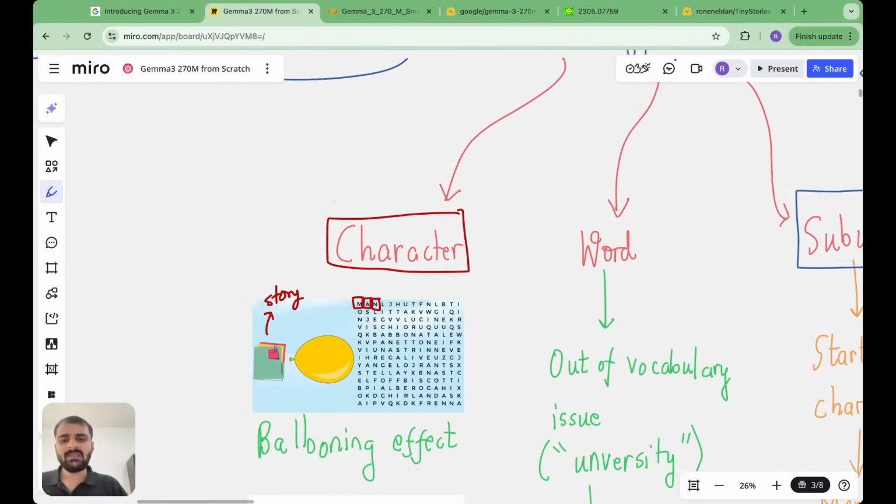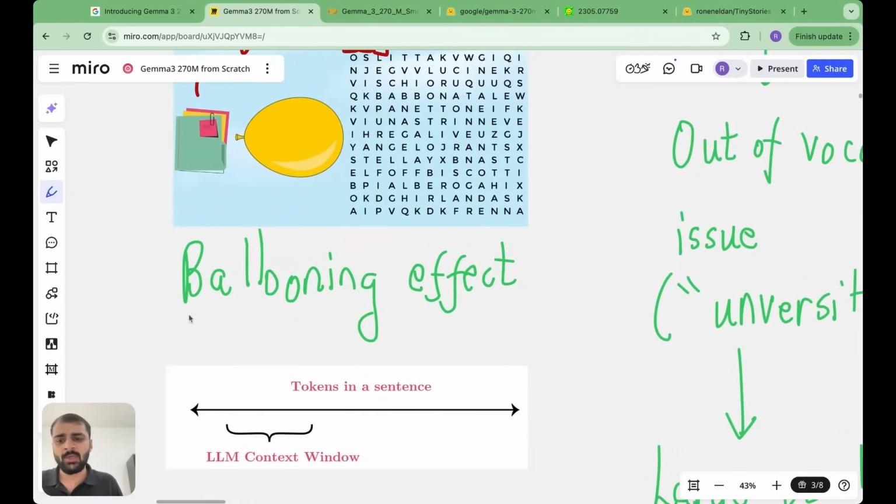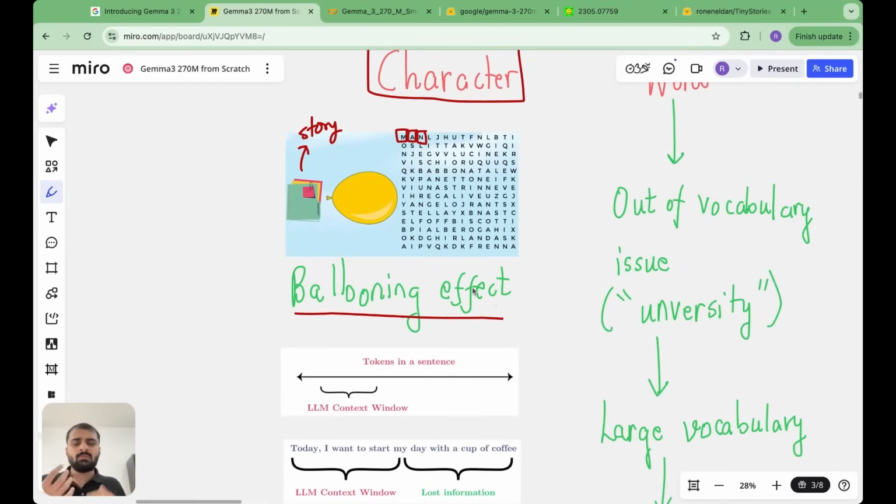So essentially that issue is called the ballooning effect. When you look at language models, they have something like a context, which is how many tokens they can process at once before giving the answer. Think about you studying for an exam, right? There is a limit to the amount of information which you can cram in at one time before producing answers. It's similar to language models.